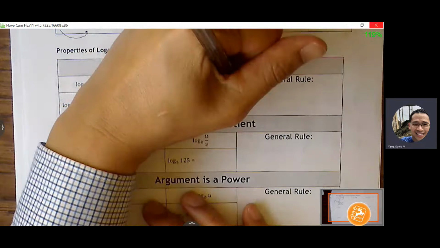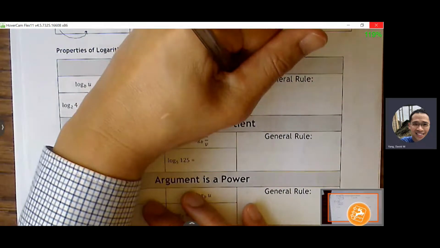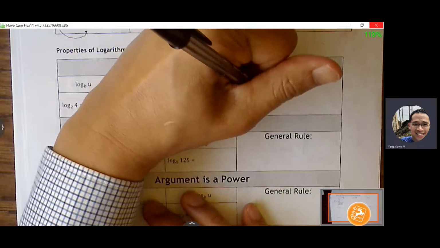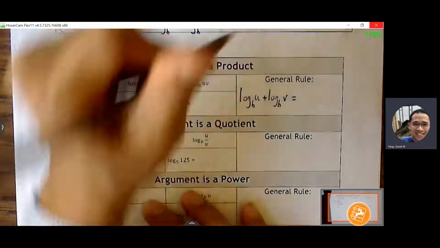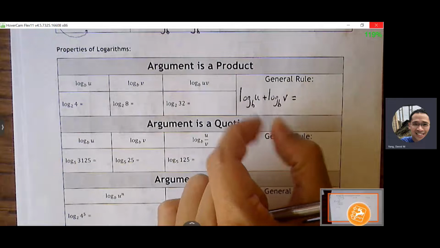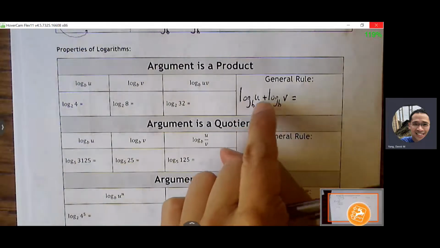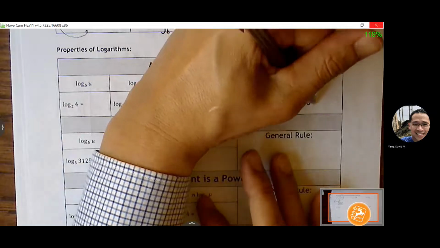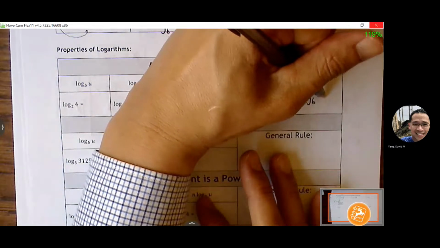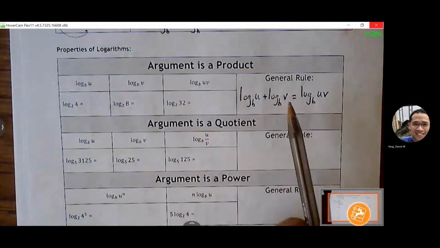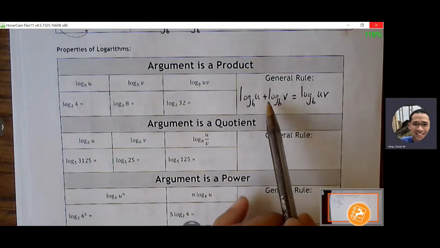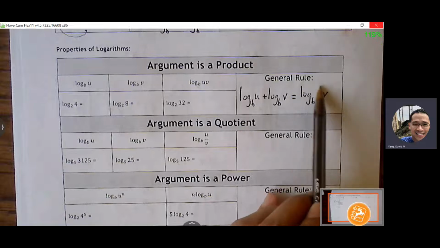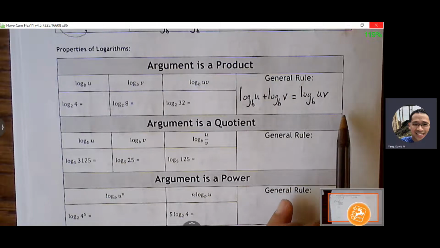If I have log base b of u plus log base b of v, I can merge the 2 logs together by multiplying the values. So I can merge the 2 logs together. Sometimes this is very helpful if we want to condense, get it down to one log expression so that we have an easier time moving forward with our problem.